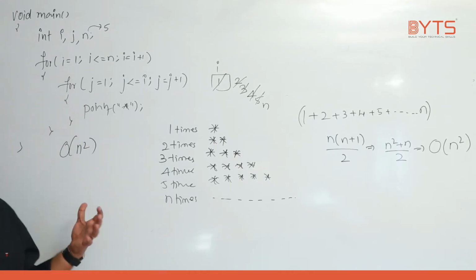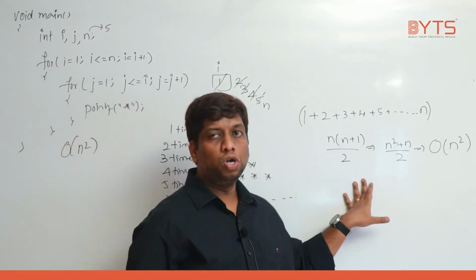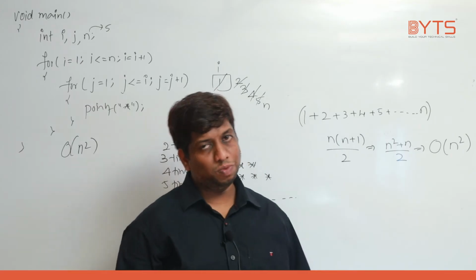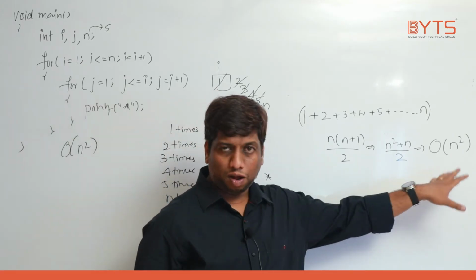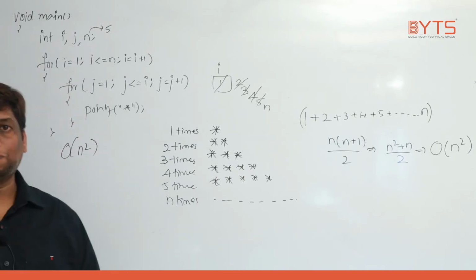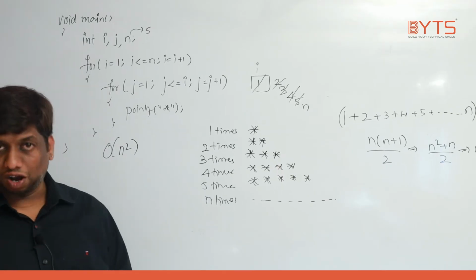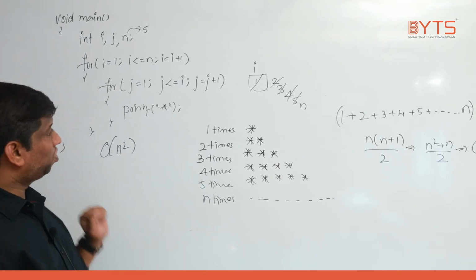Strictly speaking, this is not exactly O of n square. Strictly speaking, this program is O of n into n plus 1 by 2, and asymptotically it is O of n square. What is the meaning of asymptotically? Approximate, right? Amortized time. It is okay. So, the time complexity of this is O of n square. Always we represent the time complexity in the dominant term only. Why? Because it's approximate, not actual time. I hope this is very clear.